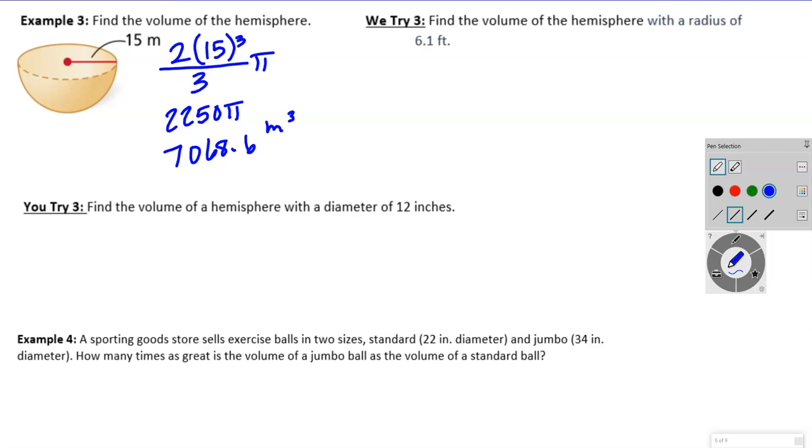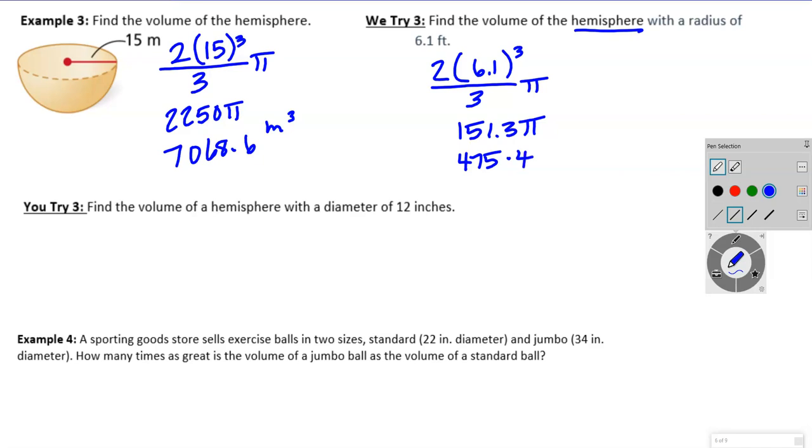Come back to me when you're done. All right, here again, this is going to be 2 times our 6.1 because it's a hemisphere, cubed, divided by 3 with our pi. When I did that one, I got 151.3 pi. When I multiplied that number that's in my calculator, I got 475.4, and again, this is feet cubed.